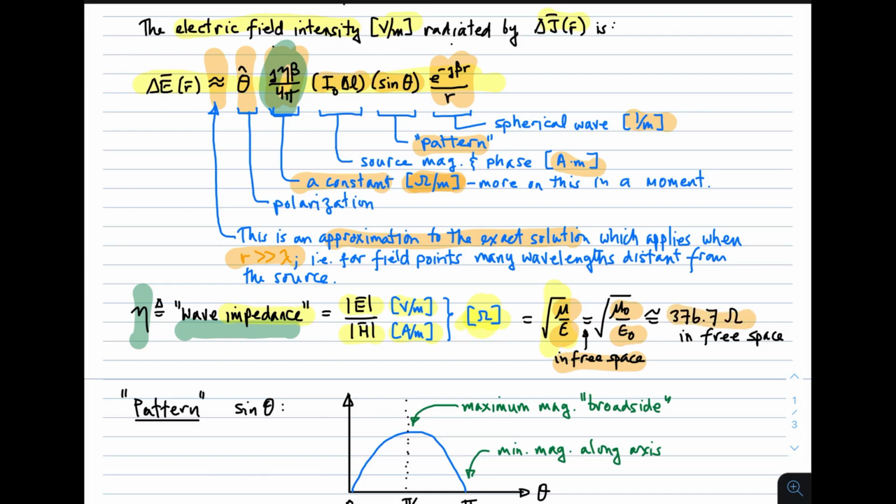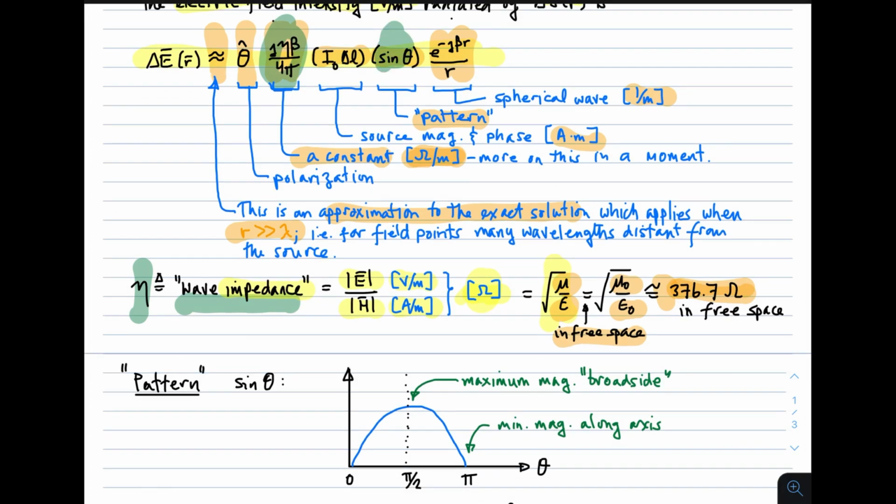376.7 ohms, approximately, in free space. So when someone says that the impedance of free space is 377 ohms, this is what they mean. They are simply conveying a materials property, that is, the materials property for free space, which has this particular wave impedance.